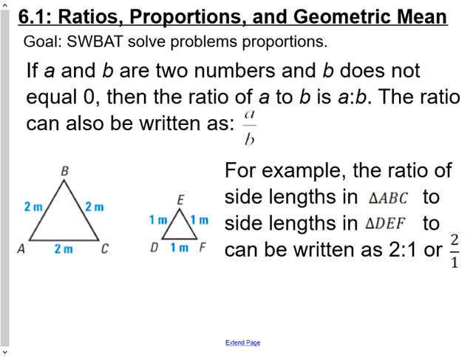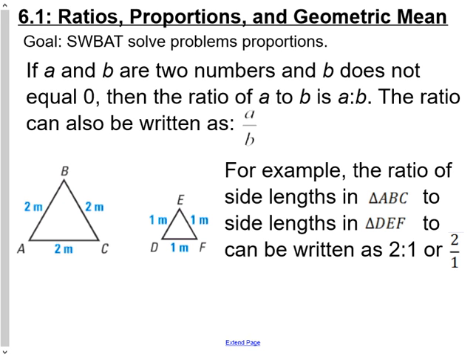So, if A and B are two numbers and B does not equal 0, then the ratio of A to B can be written as a fraction, A over B, or with that colon, A colon B. For example, the ratio of side lengths in the triangle on the left, all 2s, to the side lengths in the triangle on the right, DEF, all 1s, can be written as 2 to 1 or 2 over 1. So a little note there, it cannot be written as 2. It needs both numbers because we are talking about a ratio.